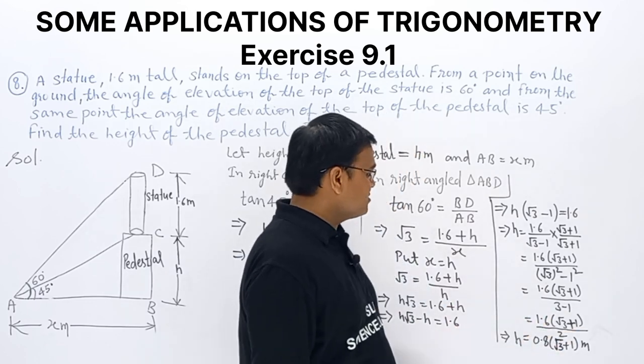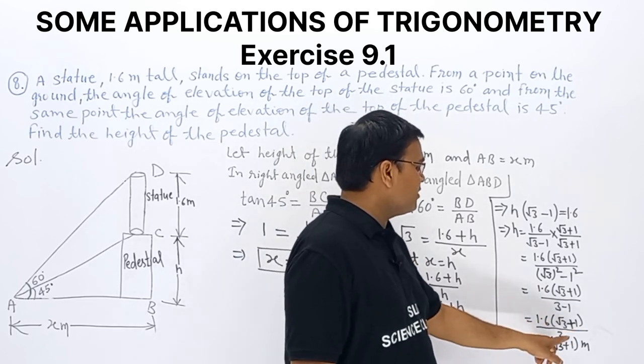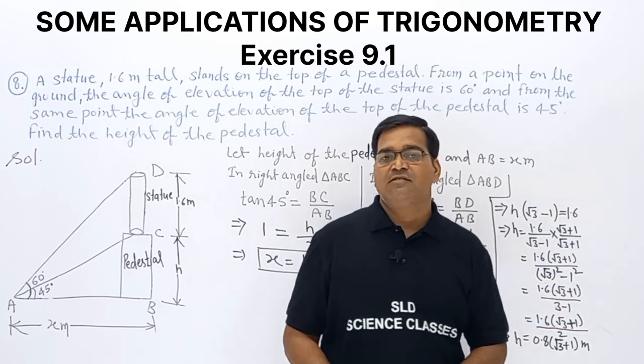So the height of the pedestal will be 0.8 into square root of 3 plus 1 meter. This is the required answer.